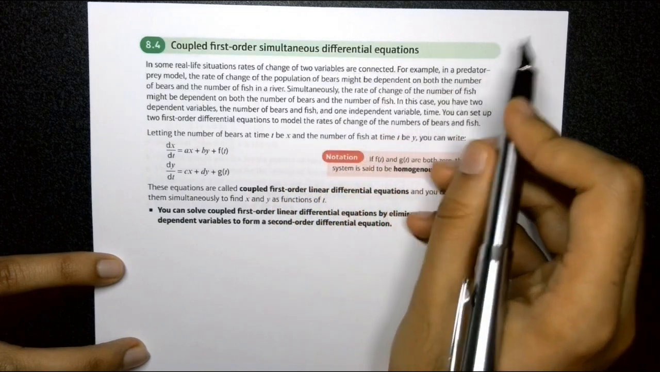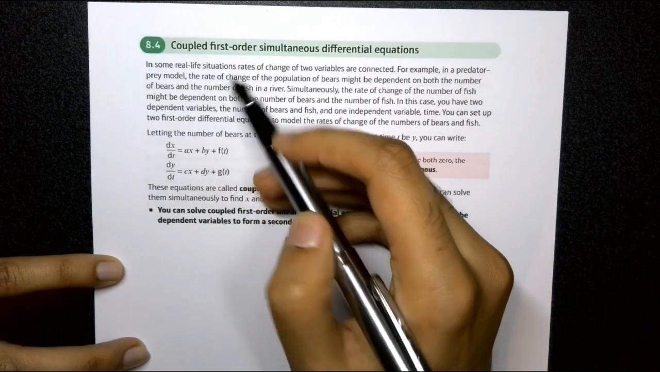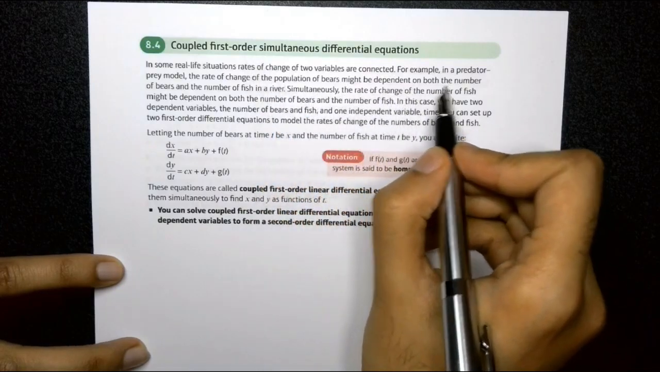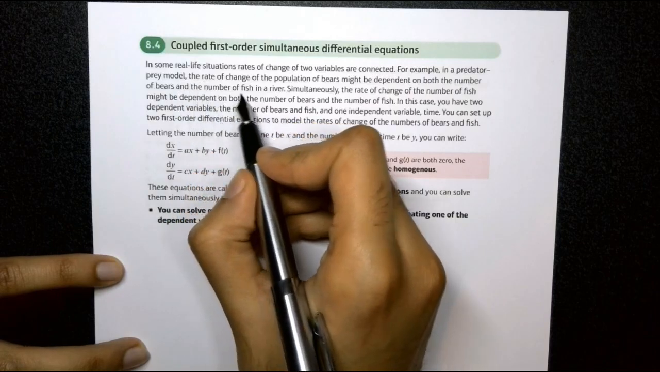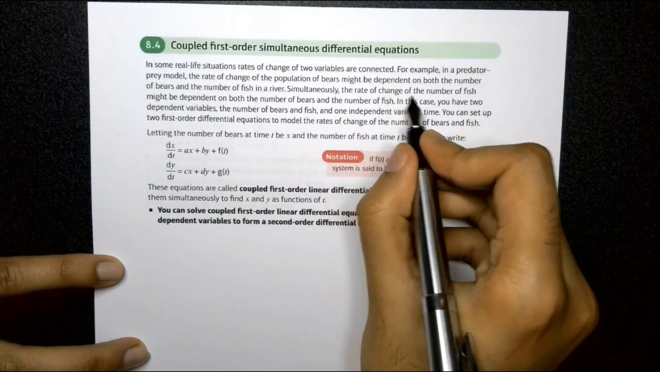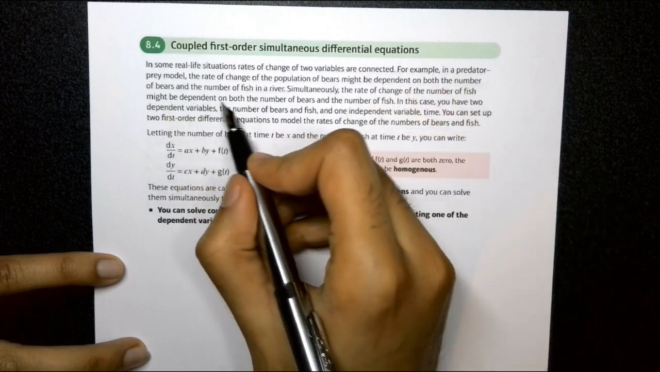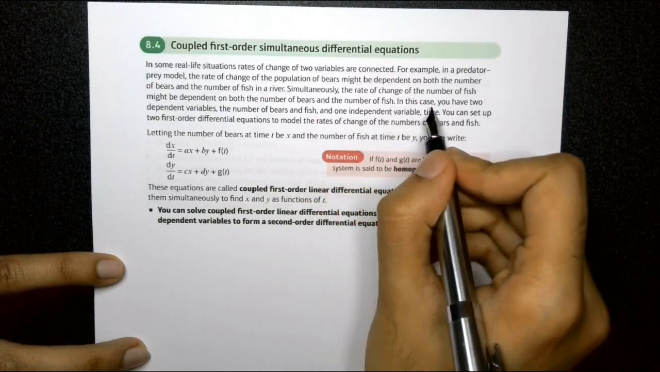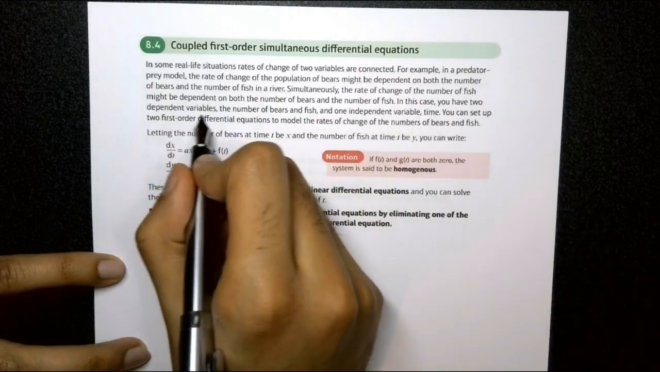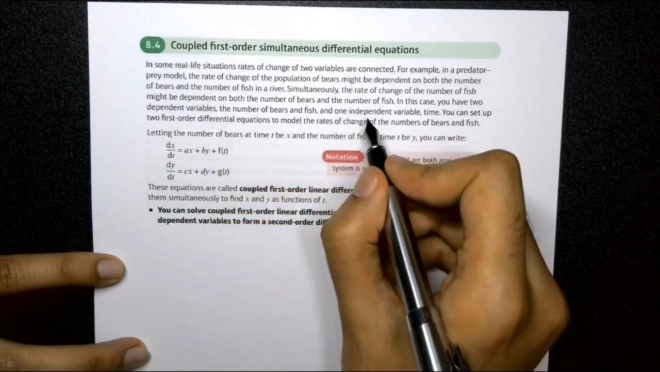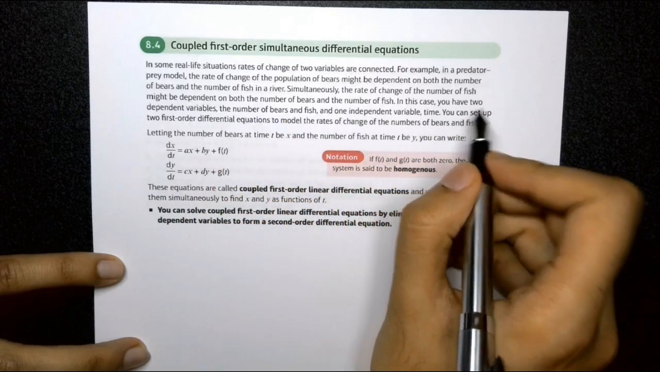For example, in a predator-prey model, the rate of change of the population of bears might be dependent on both the number of bears and the number of fish in a river. Simultaneously, the rate of change of the number of fish might be dependent on both the number of bears and the number of fish. In this case, you have two dependent variables, the number of bears and fish, and one independent variable, time.